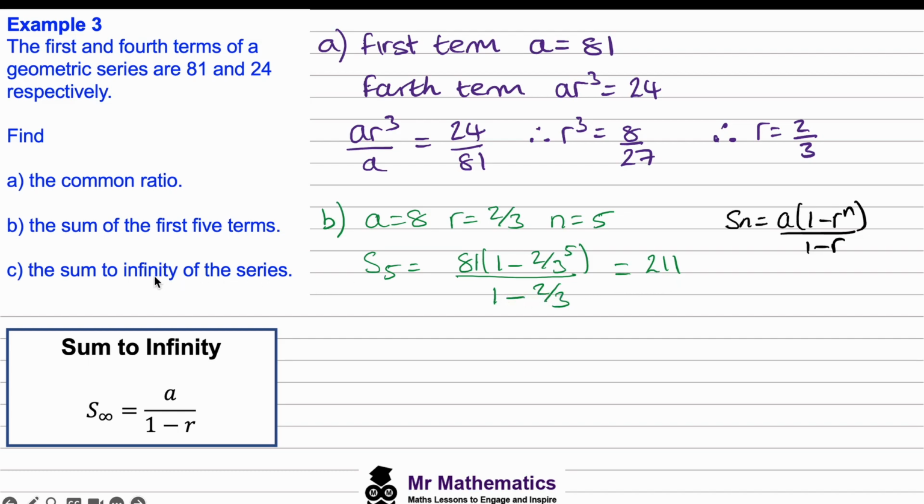For question C, the sum to infinity of a series, we know we can apply this formula because the common ratio has a magnitude less than 1. So the sum to infinity will be a over 1 minus 2/3. We can simplify this, 81 over 1/3, which is 243. So you can see that if we have an infinite number of terms, this is not much different to the sum of the first 5 terms. So let's move on to example 4.